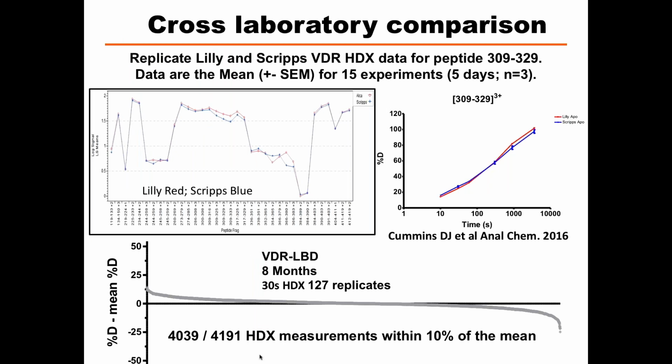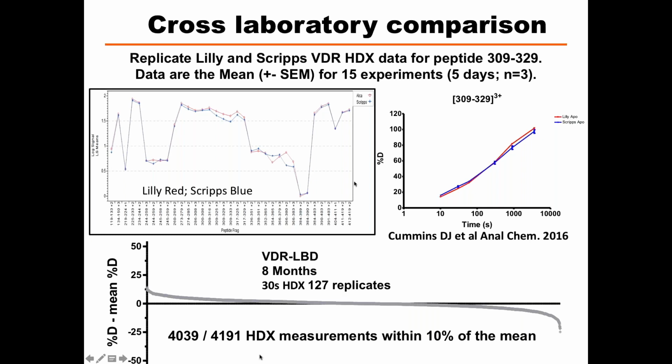Then you can ask the question, how reproducible is this data? We had internal data because we had a big project, and G is going to walk through this example on vitamin D receptor, where we had run maybe 300 to 400 ligand interactions. So we had a lot of APO runs. If we just looked at the 30-second on exchange for 127 replicates, you can see that the majority of the data was within 10% of the mean.